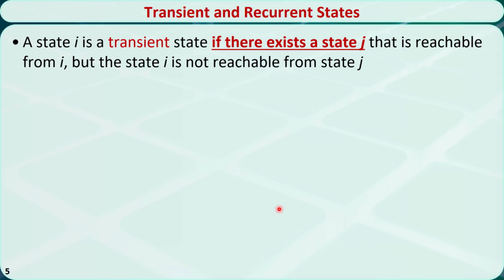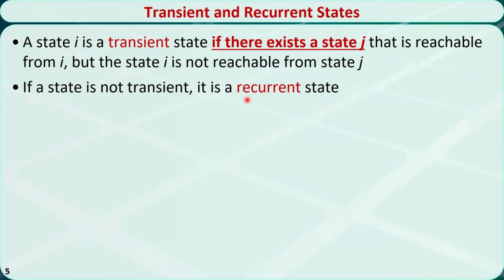A state i is a transient state if there exists a state j that is reachable from i, but state i is not reachable from state j. It means once you leave a transient state, it is possible you will never return to this state. If a state is not transient, then it is called a recurrent state.